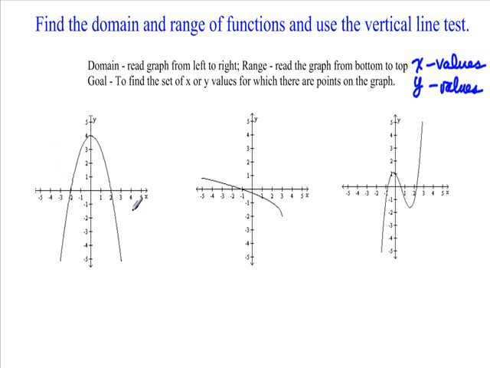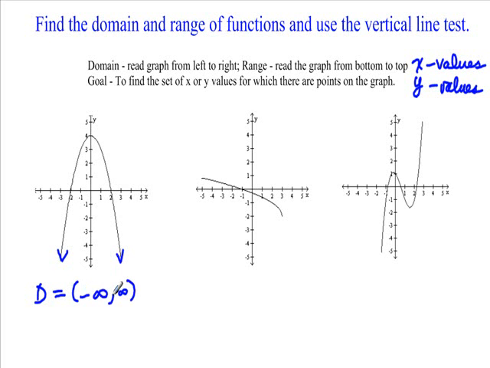If I want to find the domain of this function, going from left to right, notice that the graph actually extends indefinitely from left to right. There are no arrows there, but it's understood to be there. And so from left to right, this graph extends indefinitely, which means that the domain of that function is all reals, or we could write it in interval notation as negative infinity to infinity.